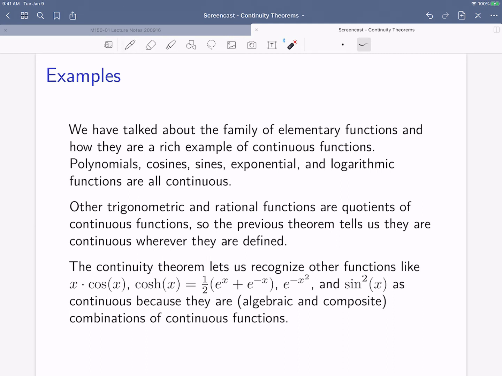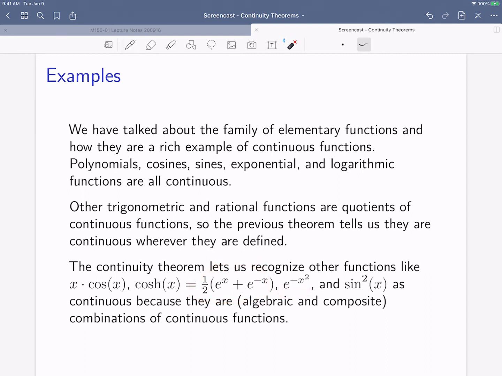But the continuity theorem lets us recognize other functions that aren't members of these elementary families, but we can look at them and see that they are indeed continuous, like x times cosine x. That's a continuous function because x is a polynomial and therefore is continuous. Cosine is a trig function, a special trig function, and it's continuous. So by the continuity theorems, the product is continuous. The hyperbolic cosine, right? It's the average of two exponential functions. e to the x is continuous. e to the minus x is continuous. So you add them together, you get a continuous function, and so you take a scalar multiple of them, you also get a continuous function.